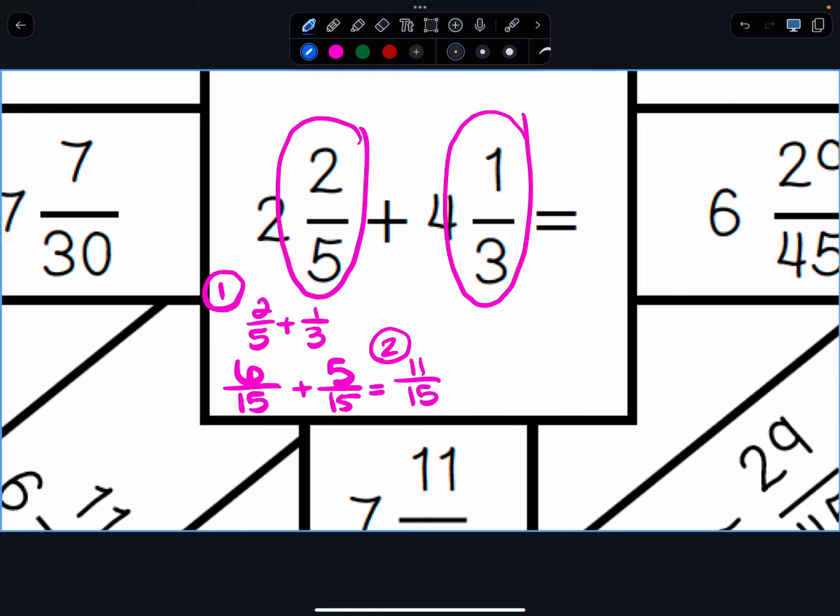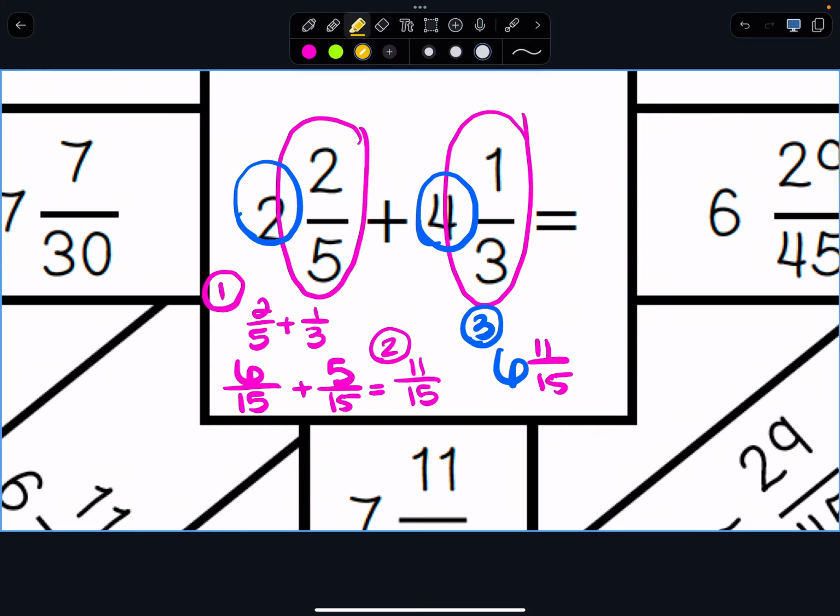So now my step 3 is I'm going to deal with my whole numbers. So 2 plus 4 is 6. And then I had my little fraction left over, which is 11 over 15. And that's my answer.